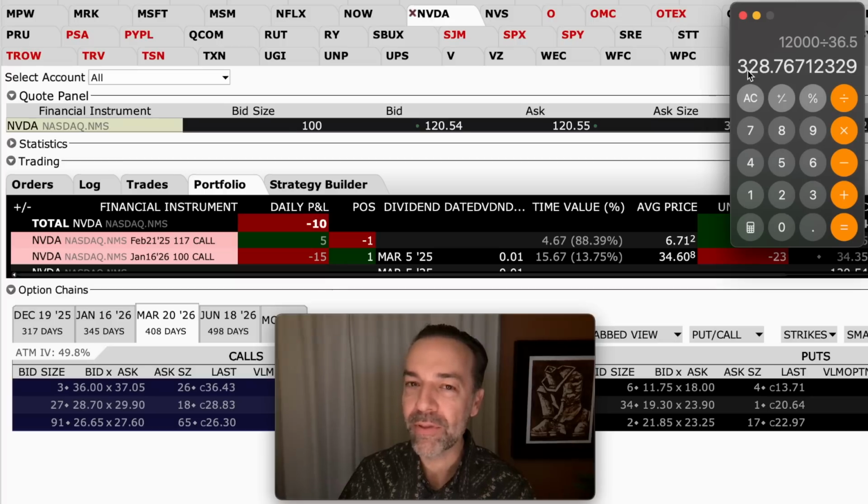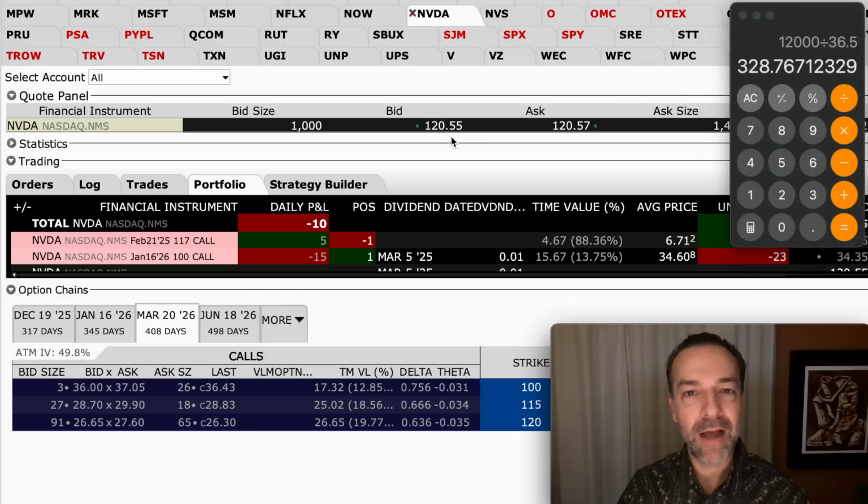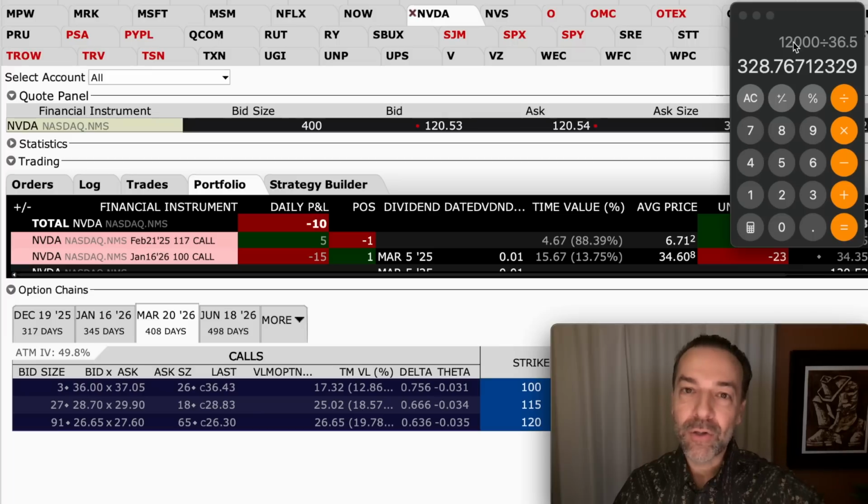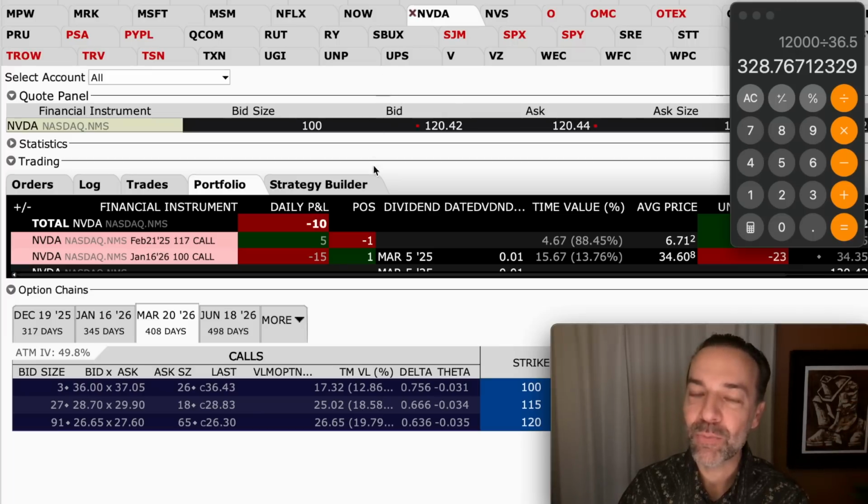But here's the problem with that. Remember, you're not buying a stock. So truly, if you bought 100 shares of NVIDIA and it cost you $12,000, NVIDIA could go down to 100, and that investment will still be worth about $10,000. That's not the case with the LEAPS option.